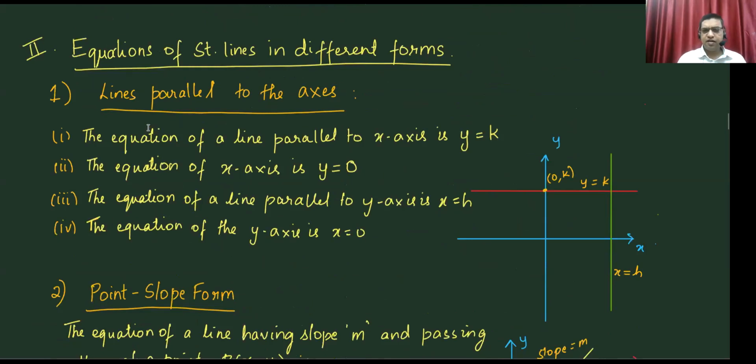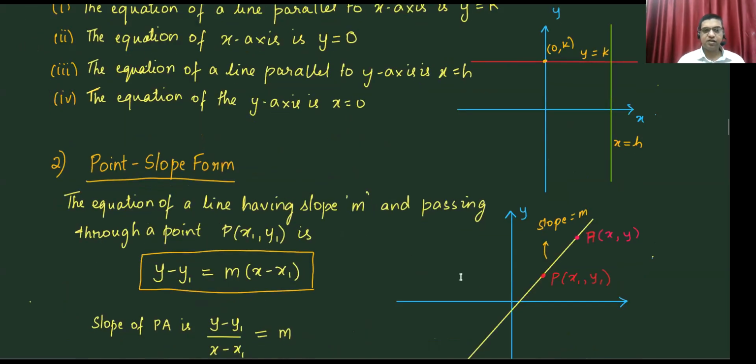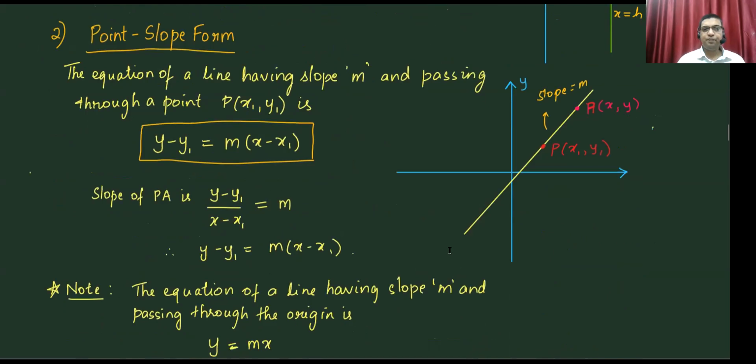There are 7 different forms of equation of line. The first one is if a line is parallel to x-axis, it is of the form y equal to k. And the equation of x-axis is y equal to 0. Equation of the line parallel to y-axis is x equal to h. Here we are able to see this in the coordinates. The equation of y-axis is x equal to 0. This we discussed. Then point slope form.